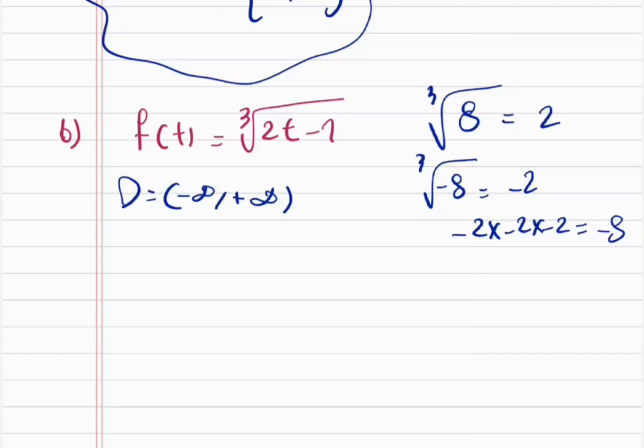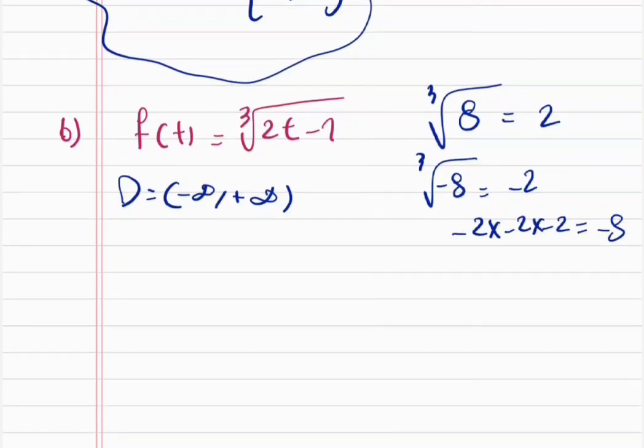So in a nutshell, if the root that you have is an odd number, you can have negative numbers under the root, whereas if it's an even number, then you can't. So if, for example, you have a square root, the fourth root, the sixth root, and so on, you can't have a negative number. Because when you're talking about real numbers, it is impossible to have a real number that, multiplied by itself an even number of times, gives you a negative number. That is impossible, whereas that is possible with odd numbers.